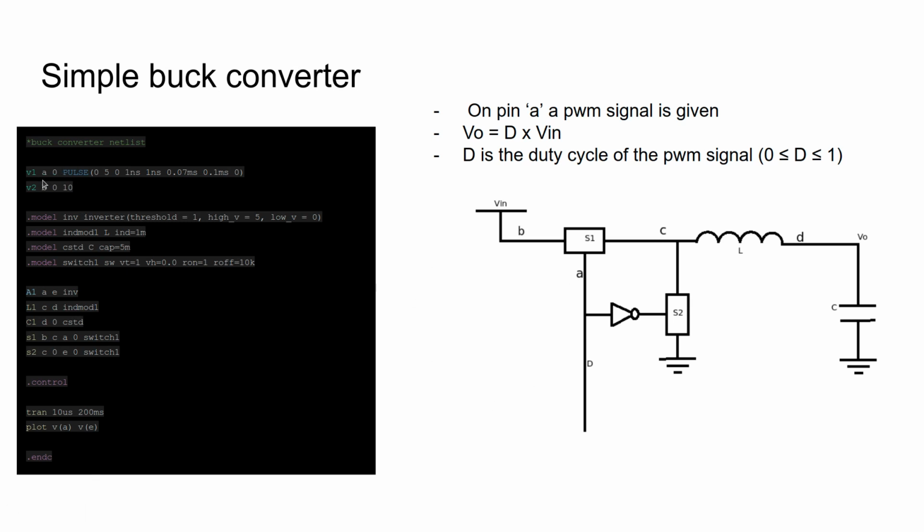So here is the PWM. Just to demonstrate how the buck converter is functioning, we gave a pure pulse signal with 0.7 duty cycle. You can see the time period is 0.1 and the on period is 0.07 milliseconds. So that gives a duty cycle of 0.7. And we have a supply voltage of 10 volts. So this should give us an output of 7 volts. So let's run this simple netlist and see how this functions without any feedback control or anything.